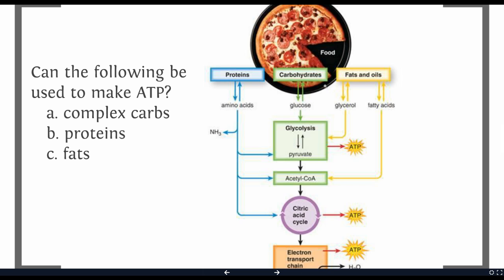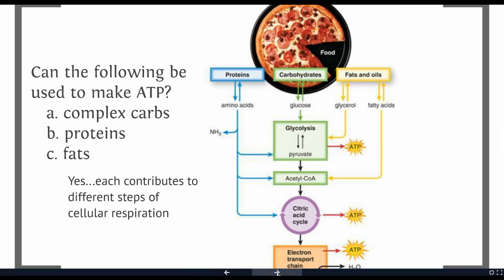Usually when someone is starving, the very last thing their body will switch to is actually breaking down muscle mass and proteins. And then they already aren't getting enough food and nutrition, but they're building up toxic levels of amino groups as they break down that muscle mass, and it can be very dangerous for the individual. So the quick answer is that yes, all three of these non-simple carbohydrates can also contribute to cellular respiration and the production of ATP.